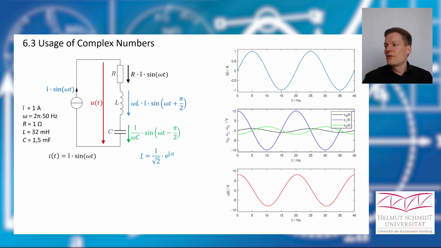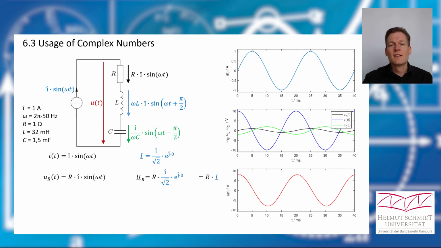Okay, and now let's have a look at the voltages. The voltage at the resistor just looks like this. And if I want to express this with complex numbers, I can just use the result from the current. So it's R times I, and we have an expression for I already. So I could just write it R times I.